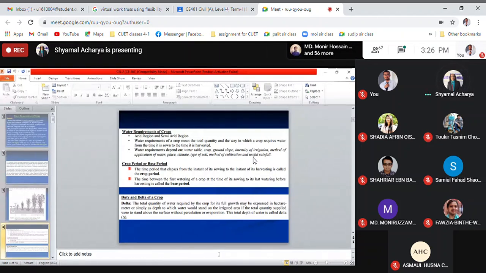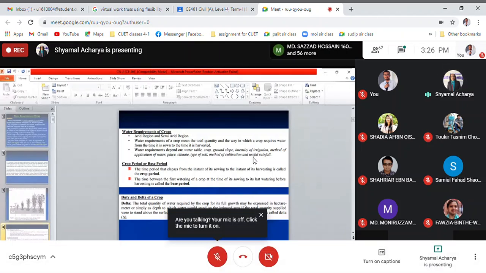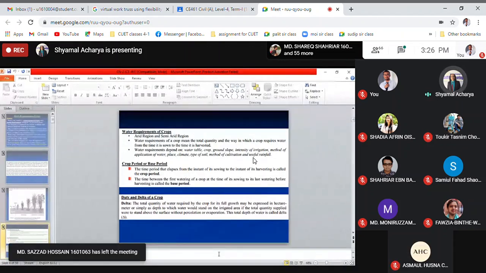The total quantity of water required by the crop for its full growth may be expressed in hectare meter, or simply as the depth to which water would stand on the irrigated area. If you consider that you are applying it at once, at a single time, then that 320 millimeter of water depth is what you could see in the irrigation field. That total depth of water, total quantity supplied, stands above the surface without percolation and without evaporation.